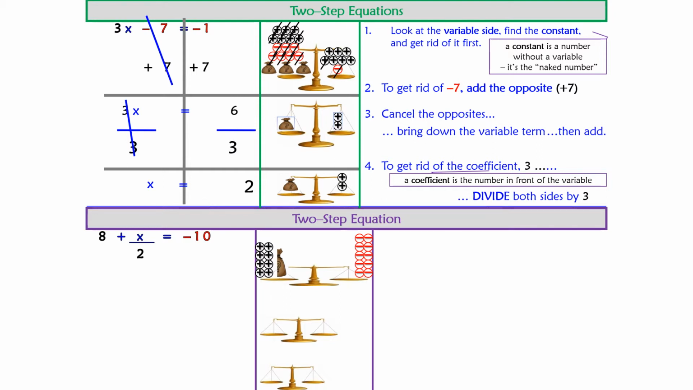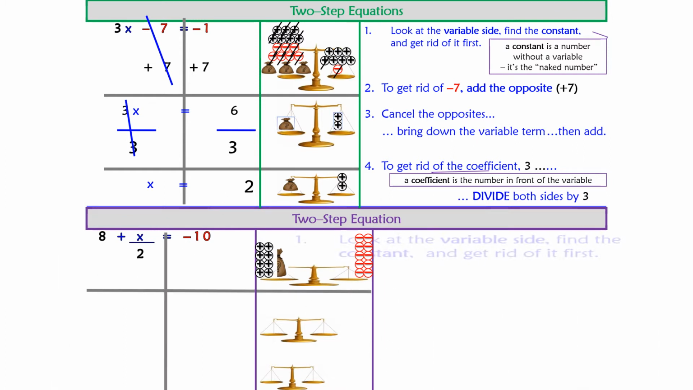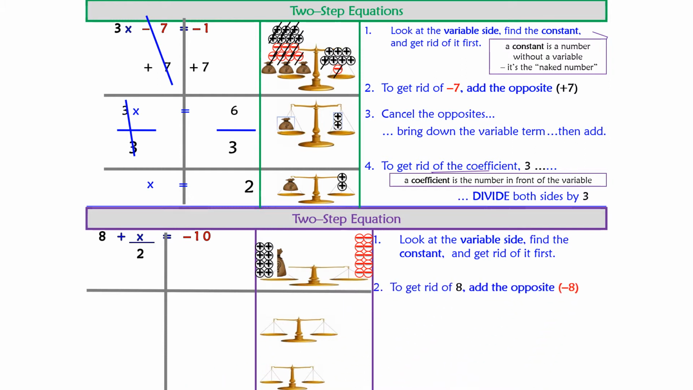On the bottom, we have another two-step equation, and that is 8 plus x divided by 2 equals negative 10. So again, in this case, we are going to look for the constant on the variable side of the equation. Well, in this case, the constant on the variable side of the equation is a positive 8. So to get rid of it, we are going to add its opposite, or we're going to add negative 8.